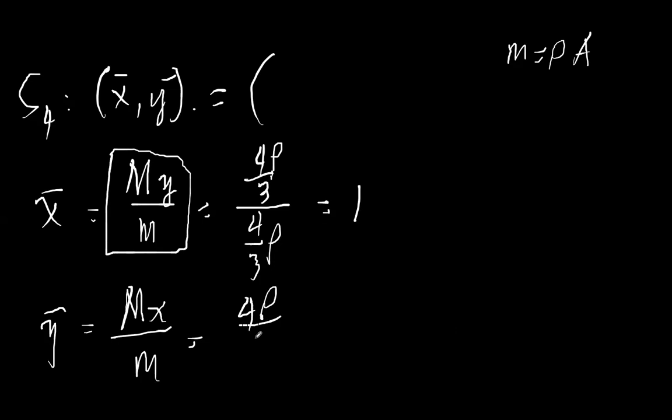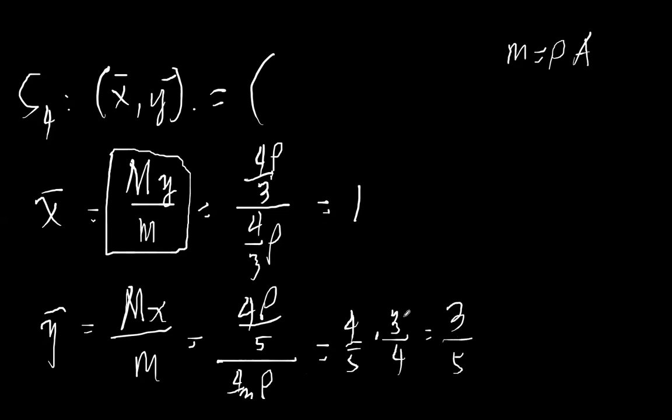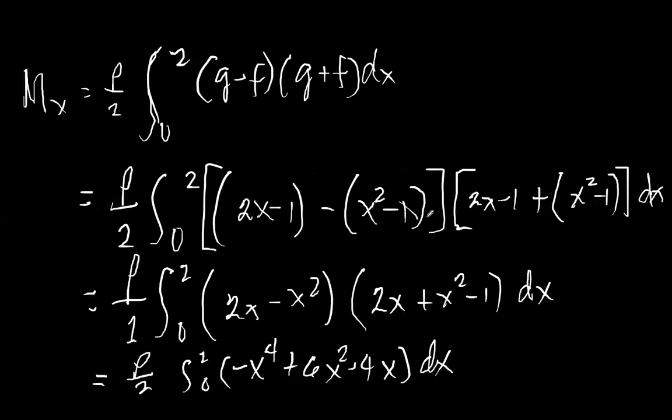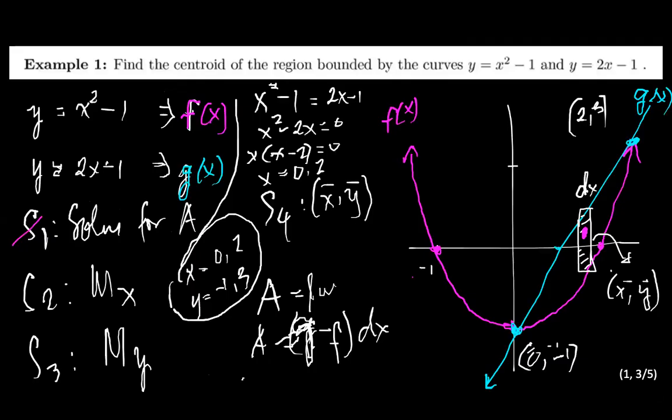4/5 times 3/4 is equal to 3/5. I can cancel this. All right, so therefore we have already found the x bar and the y bar: this is 1 and this is 3/5. So the center of mass of the lamina is at 1 comma 3/5. Let's check, 1 comma 3/5, correct?